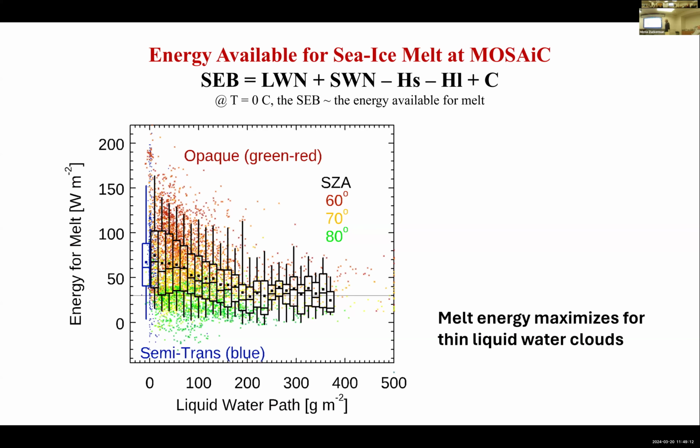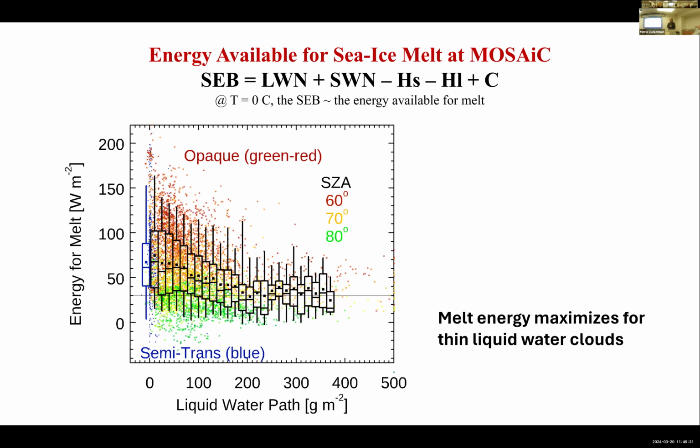And my last slide is jumping back to the MOSAiC data. And this is kind of interesting. If you take the surface energy budget, like we've heard from others here, and you add up all the different terms, when you get to the melting point, there's some excess energy, and that energy goes into actually melting of snow and sea ice.